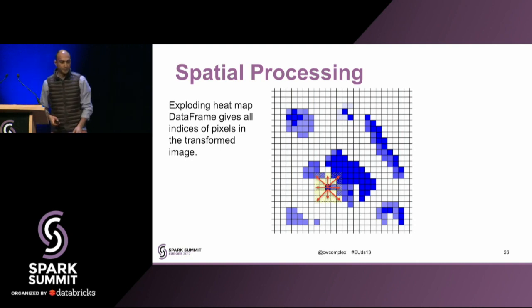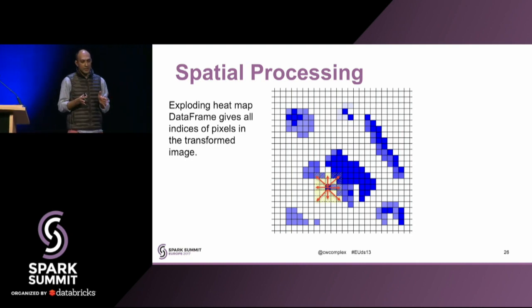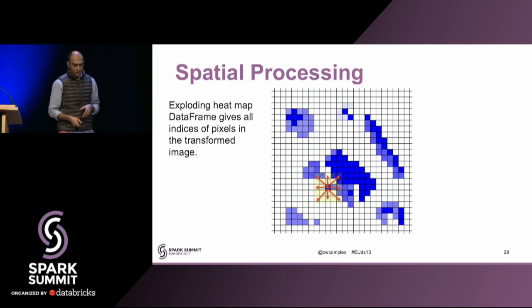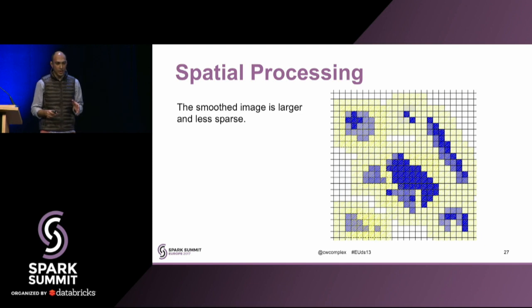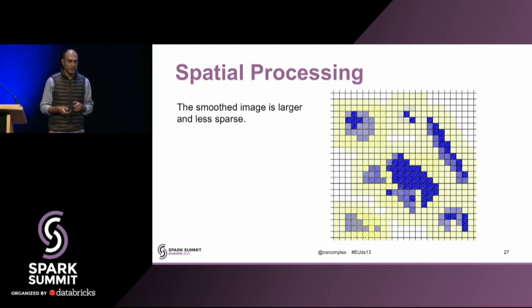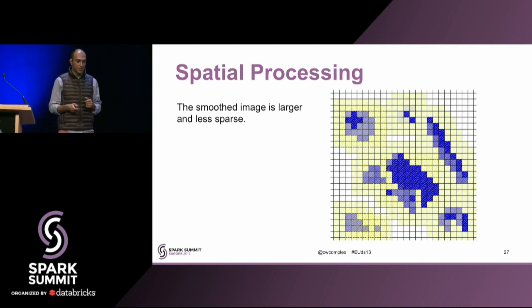So when you explode, you can think of it as every pixel in the input heat map knowing its neighborhood. We know how big that neighborhood is, so it's easy to identify the coordinates in latitude and longitude. So we've done that, and we get all of the new locations, which I've highlighted here in yellow. So we can tell the smooth image is going to be larger, a lot bigger actually, but still sparse.